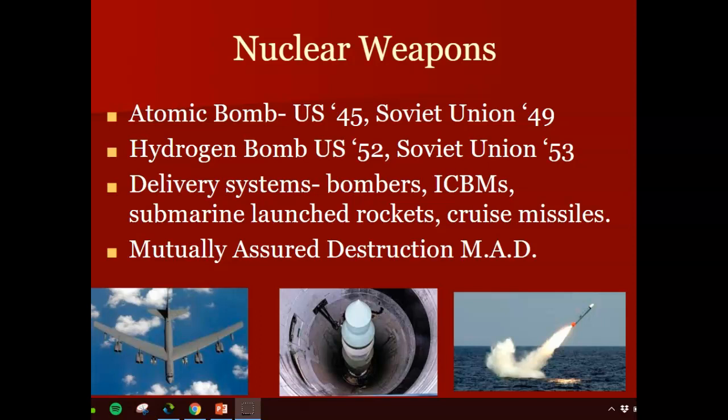And if either country tried to destroy the other and both are guaranteed to be destroyed, then it makes it virtually impossible for these countries to use their nuclear weapons. Nobody tries a sneak attack on anyone else. And this keeps the United States and Russia or the Soviet Union from going to war for many, many decades.